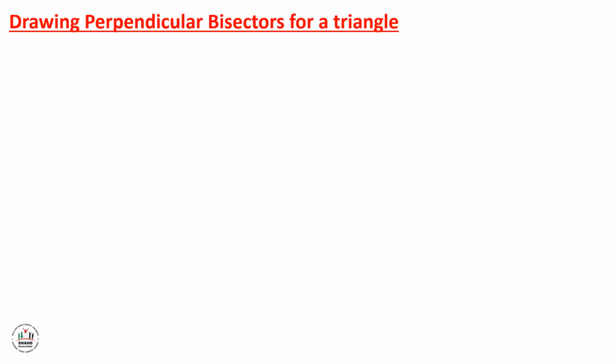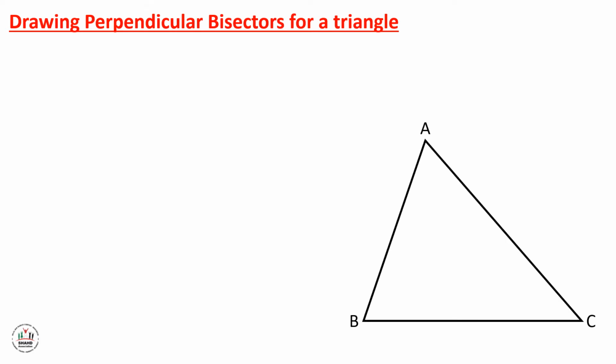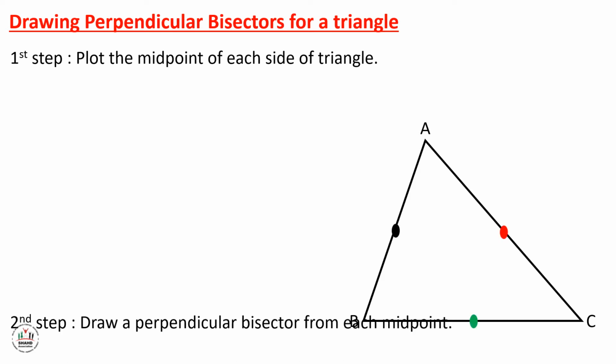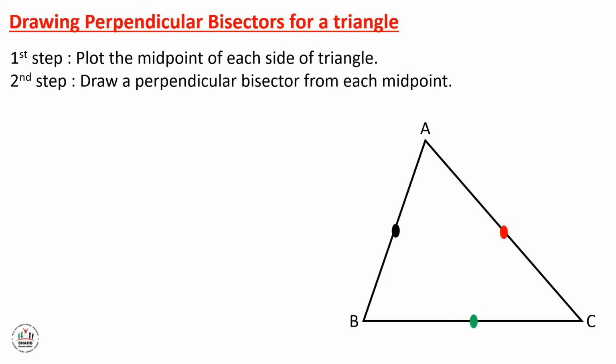So what we can do to draw the three perpendicular bisectors for a triangle by using the first method, of course. Exactly. We need to repeat the same steps that we have learned in the previous slide, but this time for each side of a triangle. So we need first to plot the midpoint of each side of the triangle. Second step, we need to draw a perpendicular bisector from each midpoint by using a set square, of course.